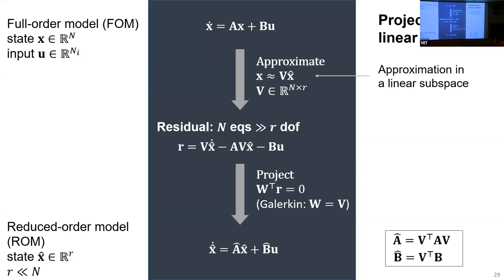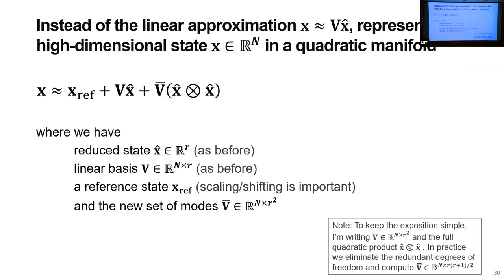Okay, so here's the slide I showed before, right? This is the basic linear system projection onto a linear subspace. And remember, we were approximating the high-dimensional state x in the low-dimensional subspace, the basis is V, and x hat was that approximation. So what we're going to do now is say, well, what if we actually approximate x in a quadratic manifold? Now, what does that look like? x is approximated as V times x hat, plus, now let's have another V bar. Let's call it a basis. You'll see in a second, it might not actually mathematically be a basis, but call it that. And then the quadratic term.